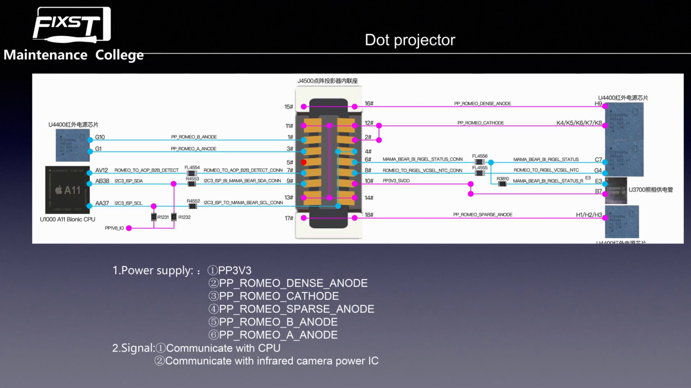And then we see pin 4 and pin 9. These 2 lines are the I2C control signal from the CPU. And then we see pin 6. This line is the detect signal from the CPU to the dot projector. And then we see pin 6, the dot projector's status ready signal.